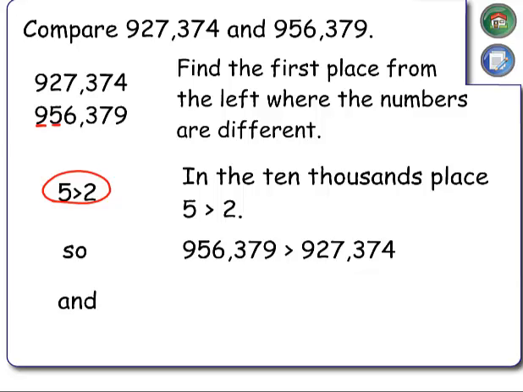So 956,379 is larger or greater than 927,374. Now you can also flip it around, but you have to make sure the symbol flips. 927,374 is less than 956,379.